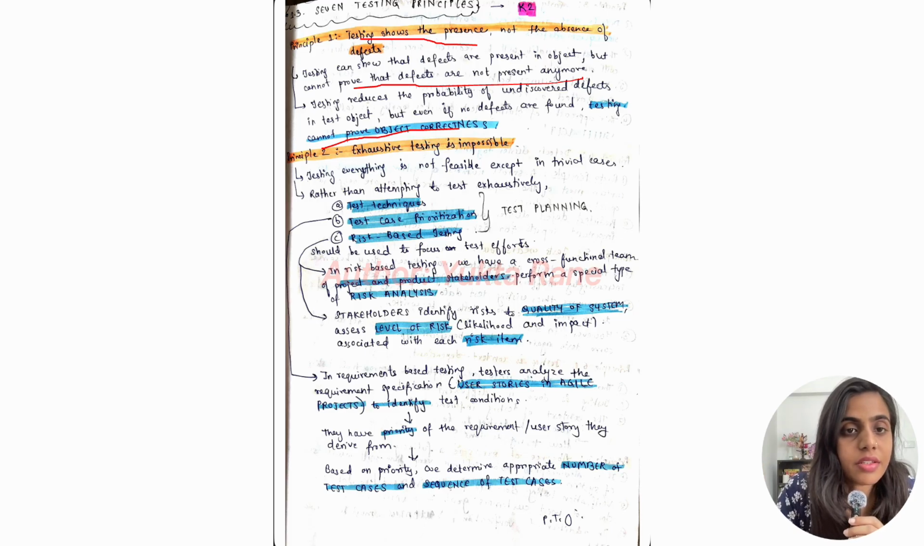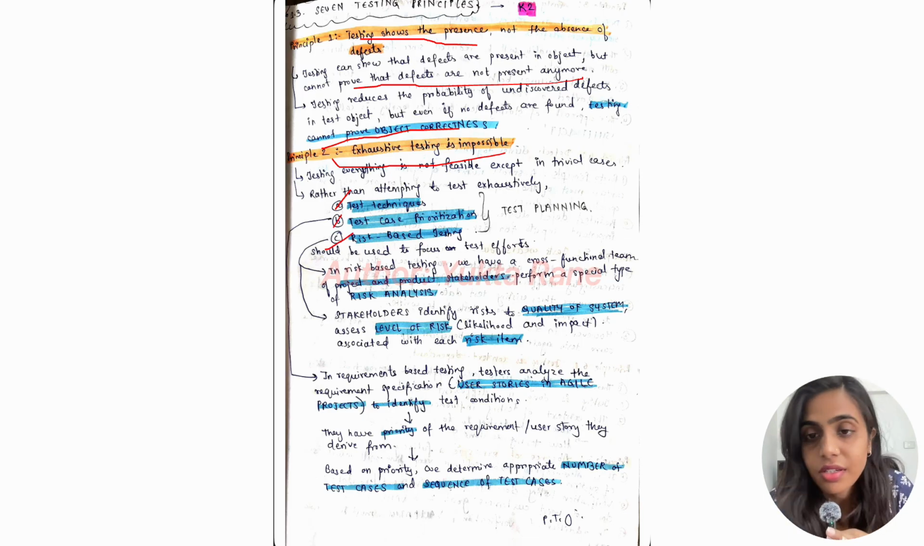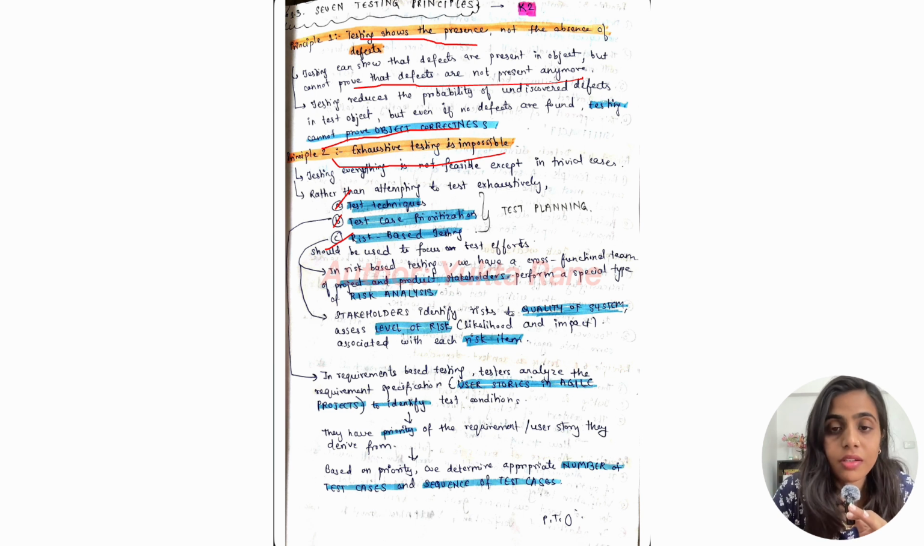Now the second testing principle builds on the first one. The second one is exhaustive testing is impossible. Exhaustive testing means it is impossible to cover all test scenarios. So how do we decide what to test? We decide that on the basis of 3 factors: test techniques, test case prioritization, and risk-based testing. Now test techniques we will be seeing in the upcoming chapter. But test case prioritization.